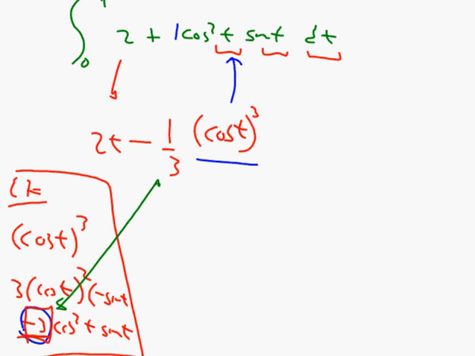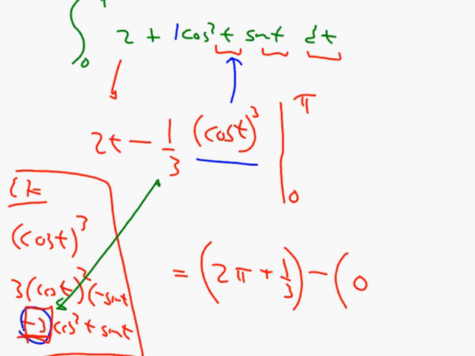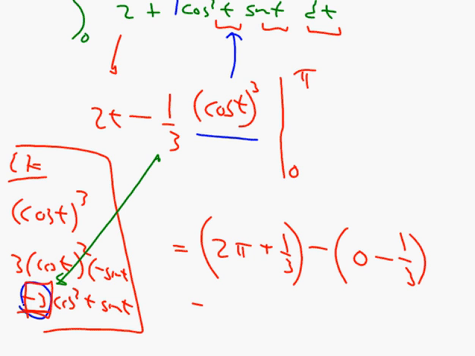Okay, so lastly, we'll evaluate this from 0 to pi. We plug pi in, we get 2 pi, and then the cosine of pi would be negative 1. Cubed would also be negative 1, times negative 1/3 would be positive 1/3. So that's what that piece turns out to be. And then if I plug in 0, 2 times 0 is 0. The cosine of 0 is 1. Cubed is 1. Times negative 1/3 is negative 1/3. Okay? So there you go, actually. Surprisingly nice. This ends up being 2 pi plus 2/3.